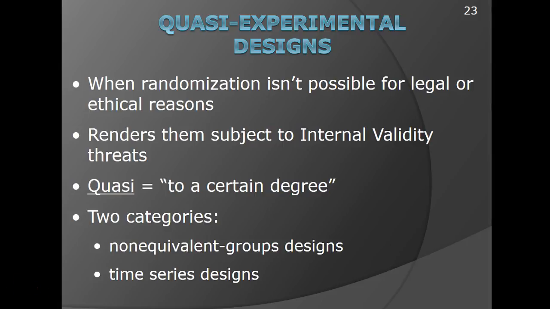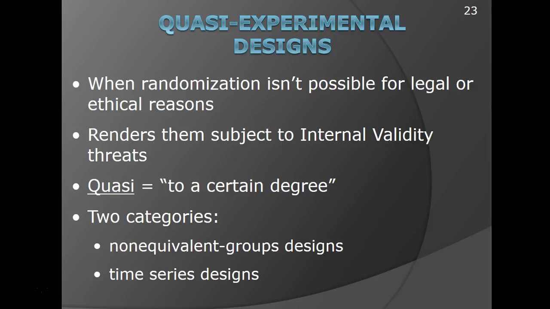Quasi-experimental designs also use the experimental method, where you're going to have your control and your experimental group, but under these designs, randomization isn't possible. So let's say maybe in a quasi-experimental study you want to test recidivism rates for offenders released from incarceration.